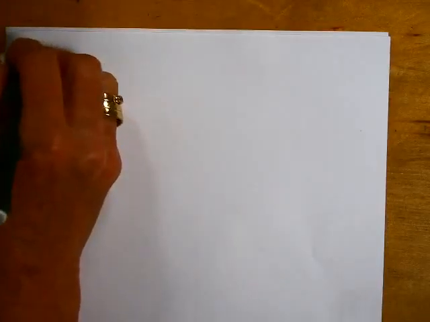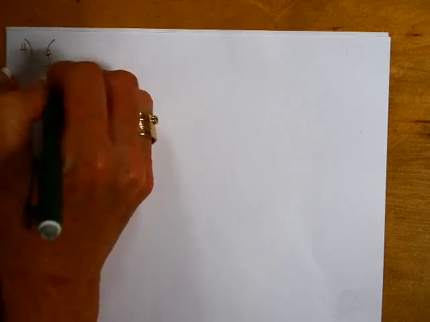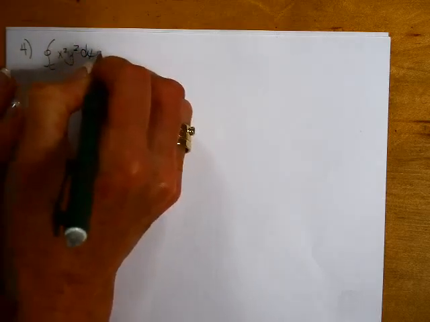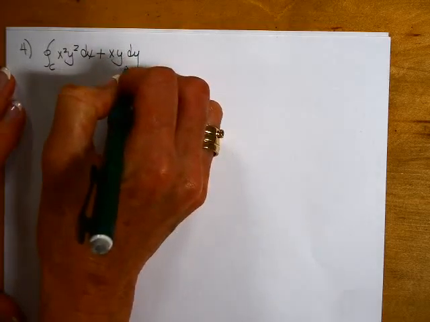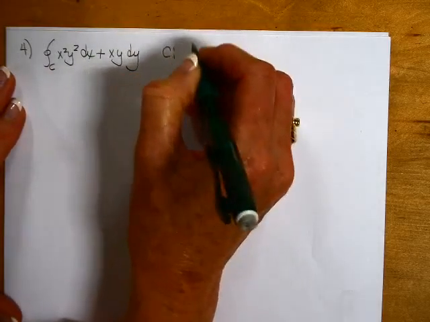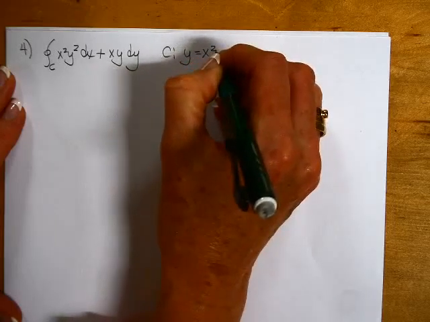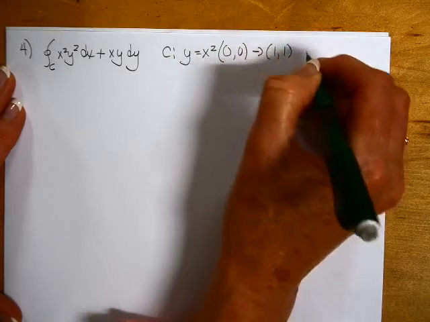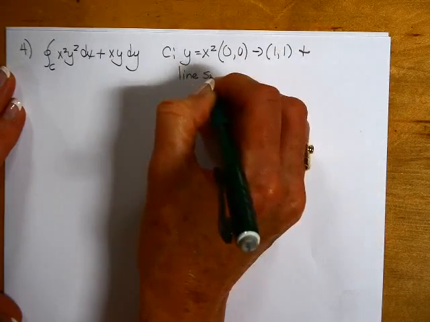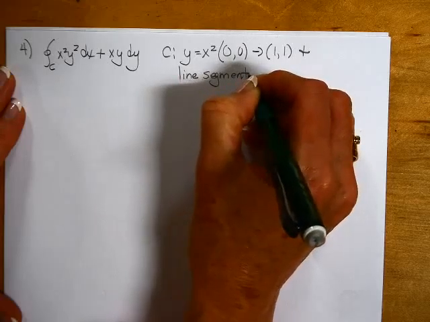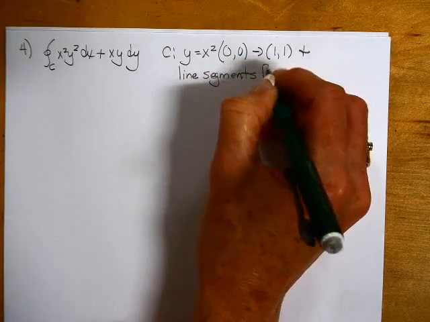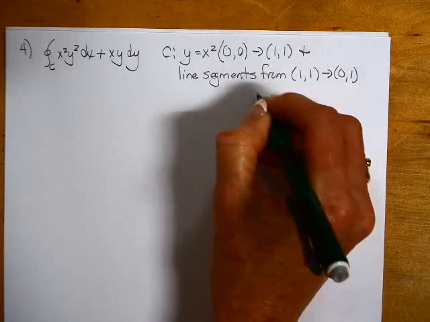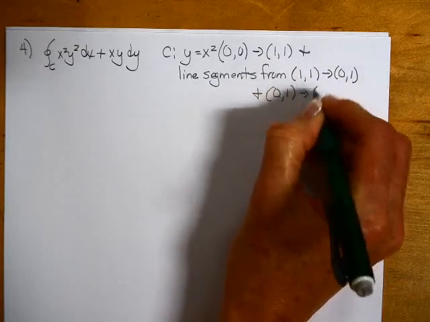And this says that it's a simple curve. The integral of x squared y squared dx plus xy dy, and C is the arc of the parabola y equals x squared from the point 0, 0 to the point 1, 1, and the line segments from the point 1, 1 to 0, 1, and from 0, 1 to 0, 0.